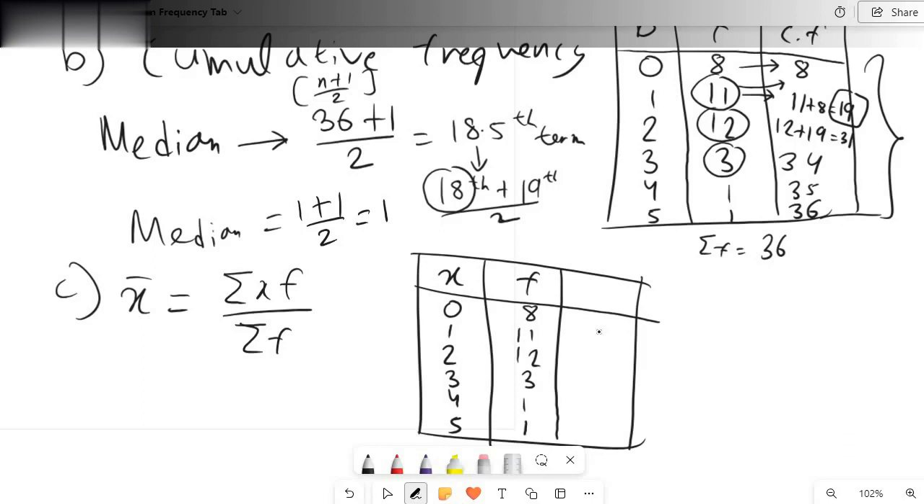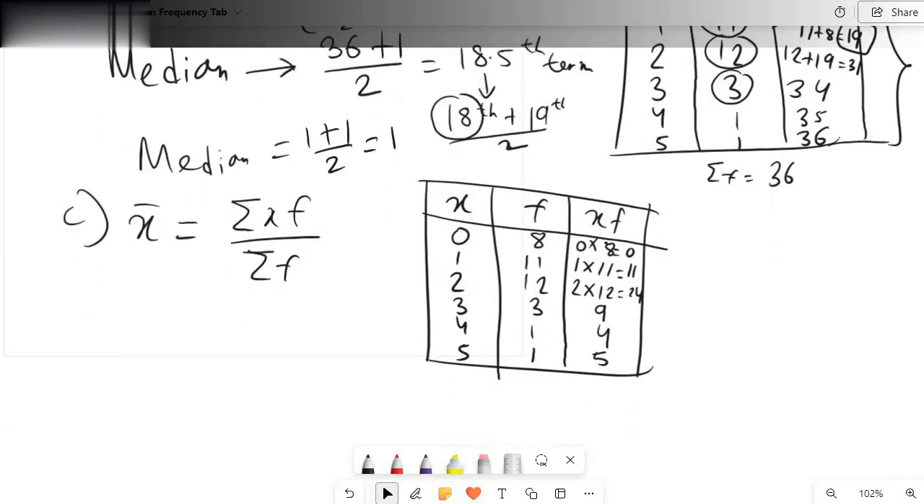So xf, which is the product of those two terms, is going to be 0 into 8, which is 0. Similarly, this is going to be 1 multiplied with 11, so this is going to be 11. And for the next ones, this is going to be 2 into 12, which is 24. The next is going to be 9, as 3 multiplied with 3 is 9. The next is 4 multiplied with 1, which is 4. And the next one is 5.